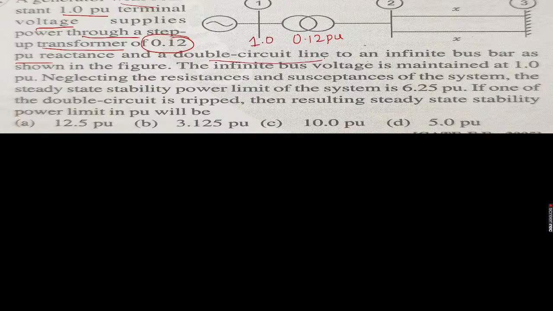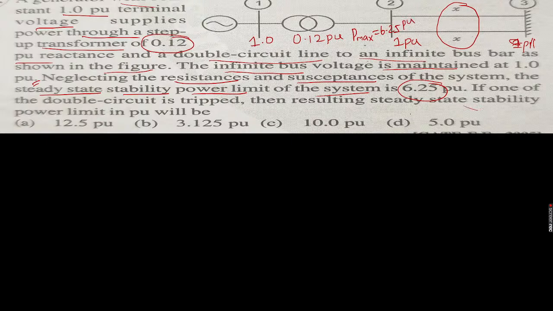And the double circuit transmission line goes to an infinite bus bar as shown in the figure. This is a double circuit transmission line. The infinite bus voltage is maintained as 1 per unit. Neglecting the resistance and susceptance of the system, the steady state stability power limit of the system is 6.25, that is the maximum power transfer ability. It is given as 6.25 per unit.